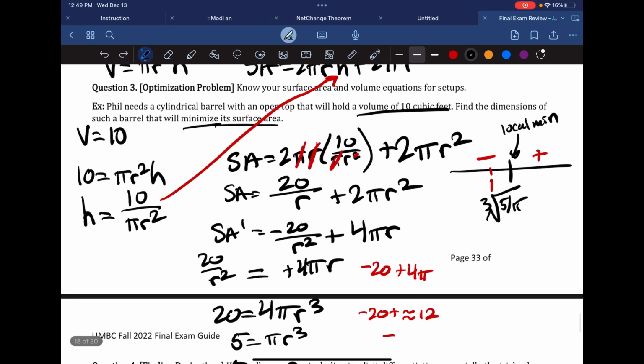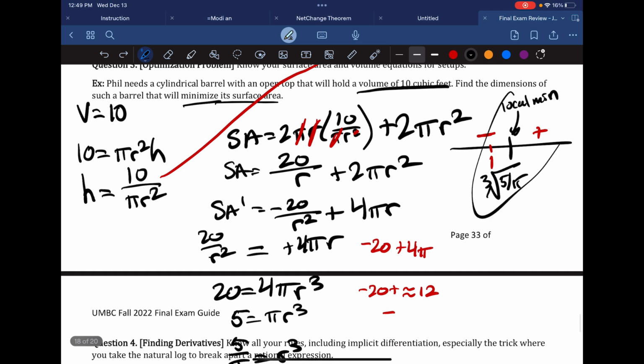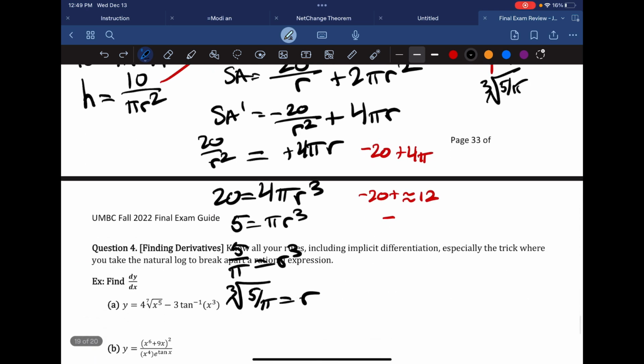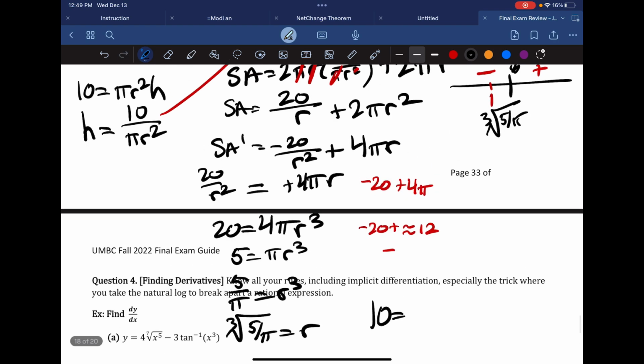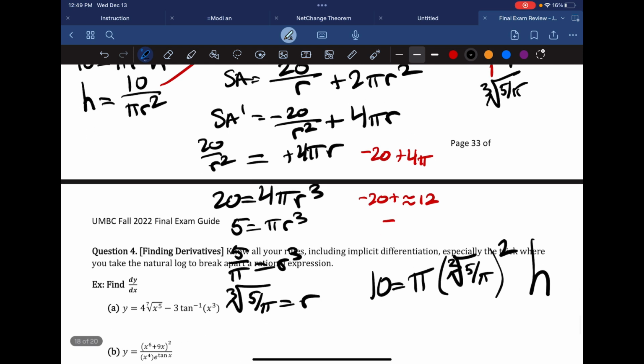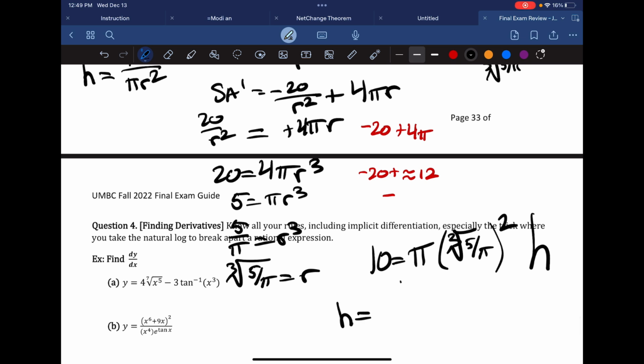we are chilling. The last thing we're going to do is plug this R value back into our volume formula to also solve for our height. So our volume is 10, right? And volume equals pi r squared h. We said our r is the cube root of 5 divided by pi, so it's going to get squared, and then we multiply by h. We're trying to solve for h here. So h is just going to be 10 divided by pi times 5 divided by pi to the 2/3 power.